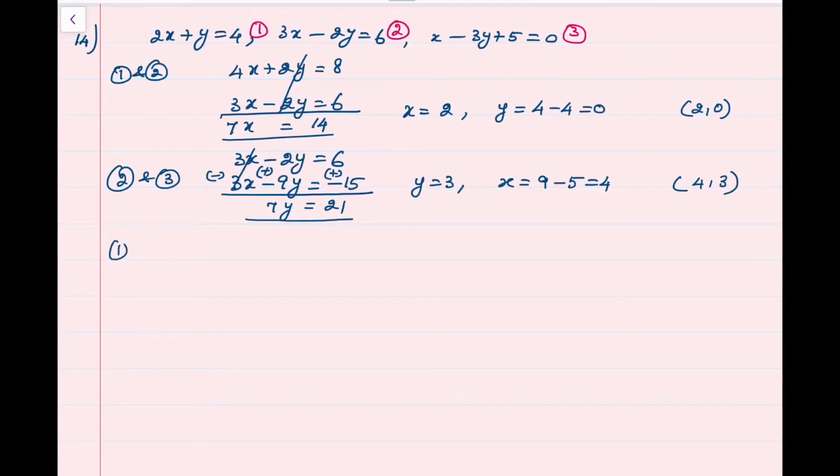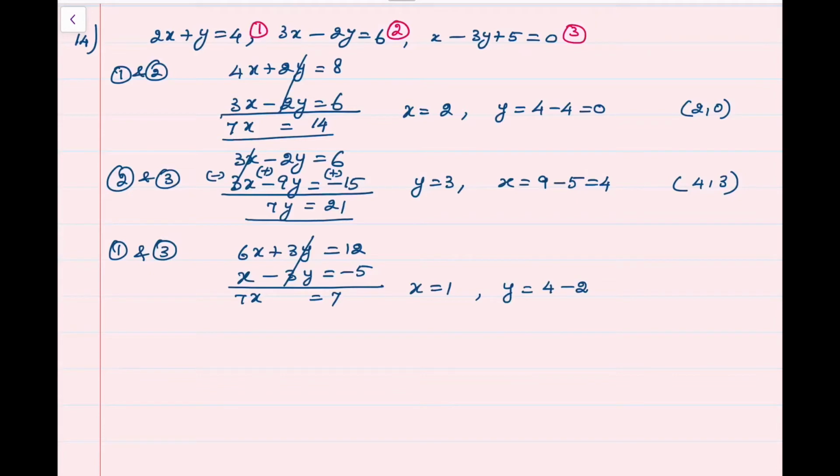Now let us solve first and the third equations. We will multiply the first equation by 3. 6x + 3y is 12. And the third equation is x - 3y = -5. 7x is 7. Therefore, x value is 1. Substitute this x in the first equation. y is 4 minus 2, which is 2. Therefore, the point of intersection is (1, 2). Or you may use tables to draw the lines. From the figure, you have to find the points of intersection.